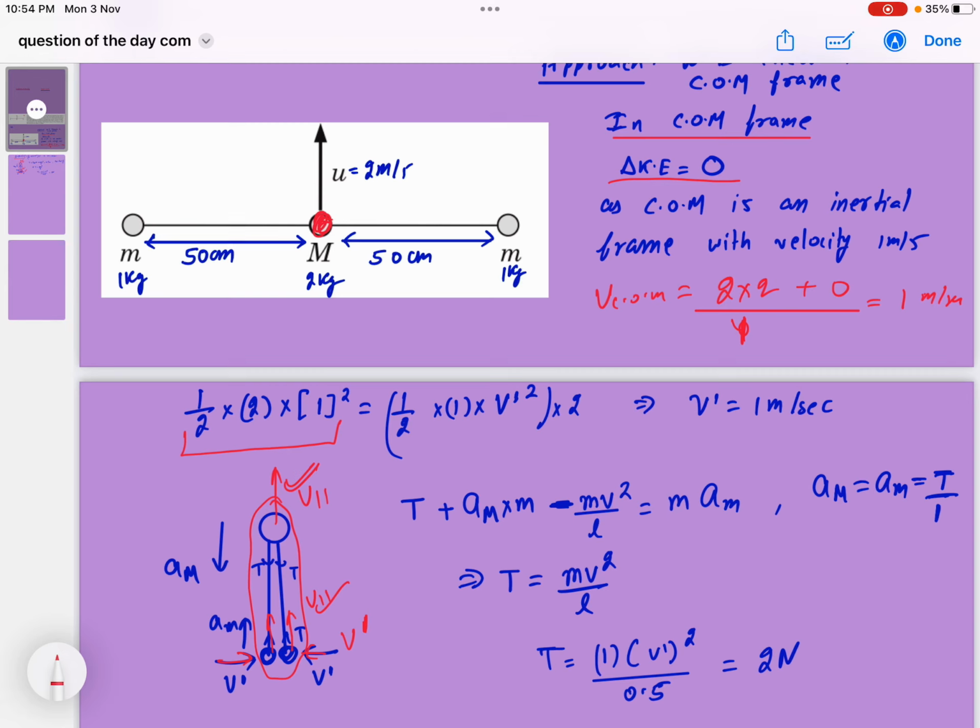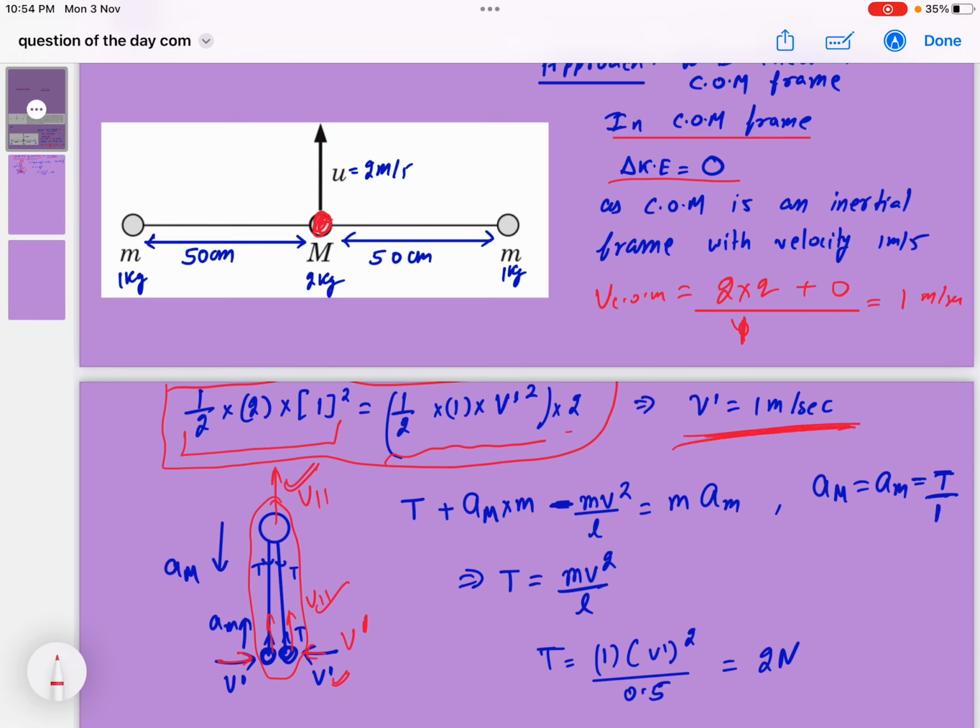So with respect to the center of mass, we can write the kinetic energy directly as half into m into v dash square into 2. That is a very beautiful property in this question. So in the center of mass frame we write the kinetic energy, and directly we get one component of the velocity of the disc, which is 1 meter per second.